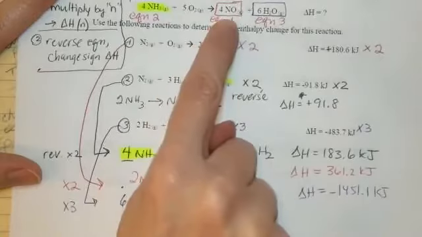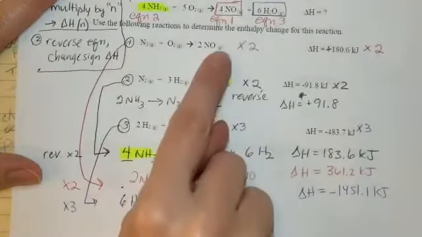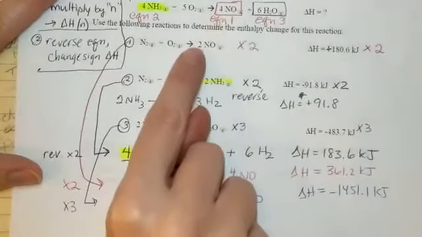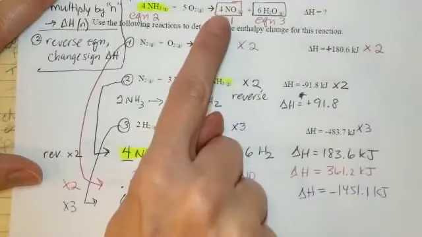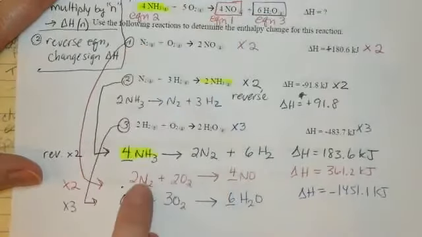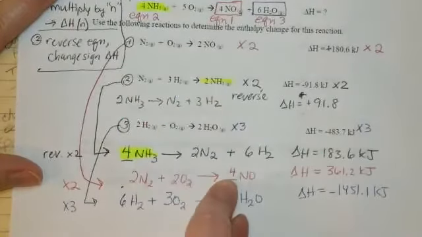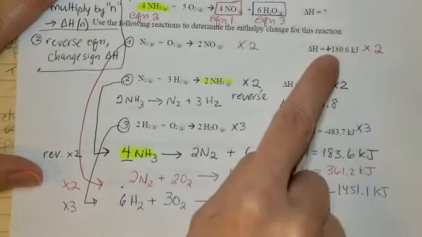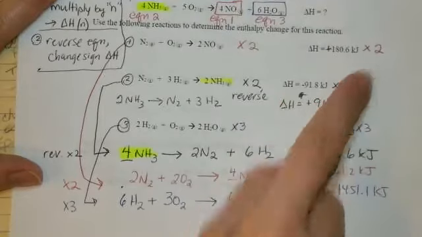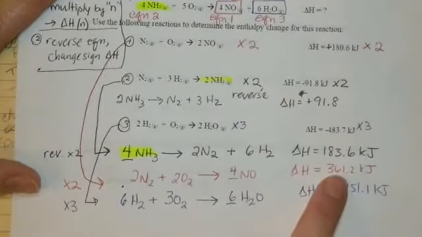Then we looked at the nitrogen monoxide, which came from equation 1. It was on the correct side, but we had to multiply through by 2. 2 needed to become 4. So 2 nitrogens and 2 oxygens turns into 4 nitrogen monoxides. So I took that delta H of 180.6, multiplied it by 2, got 361.2.